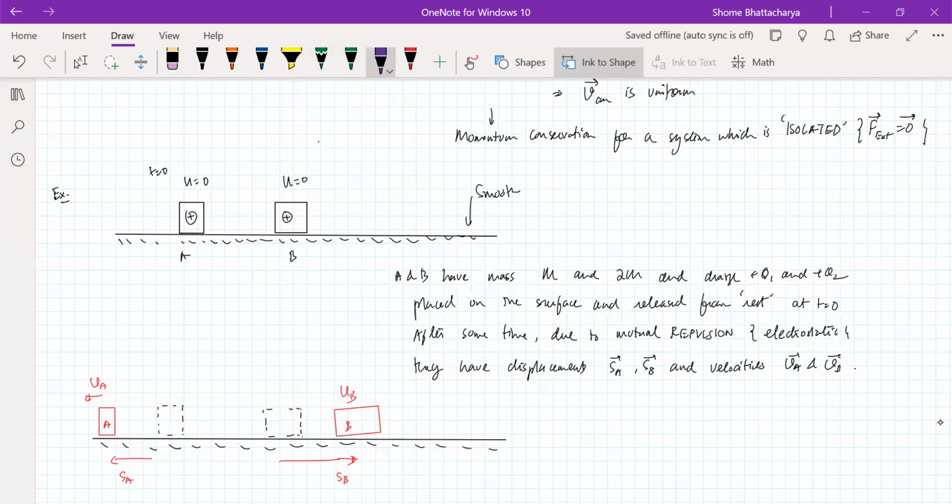So if VA is equal to 2 meters per second, find VB. And if the displacement of B is, let's say, 2.4 meters, find the magnitude of the displacement of A. Just try out this question, people.